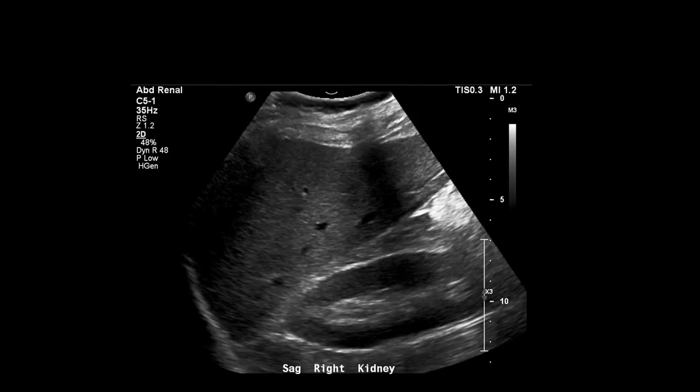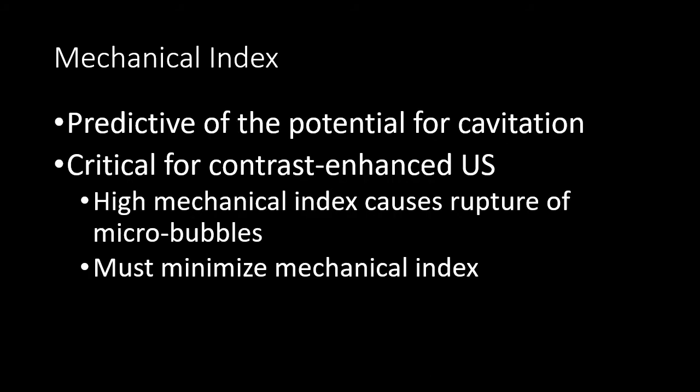Now let's talk about mechanical index. Like thermal index, the mechanical index is often noted in the right upper portion of your image and abbreviated by MI, although there can be variability between vendors and machines. The mechanical index is a measurement or a reference for the potential for cavitation.